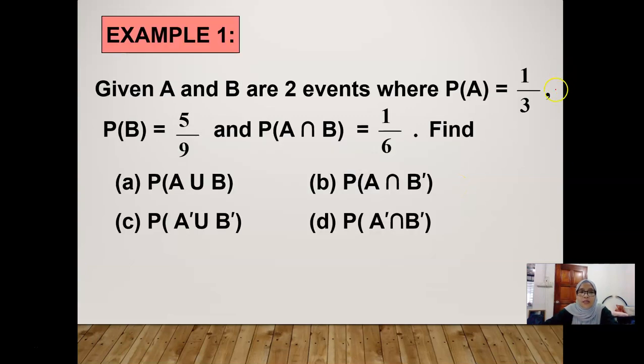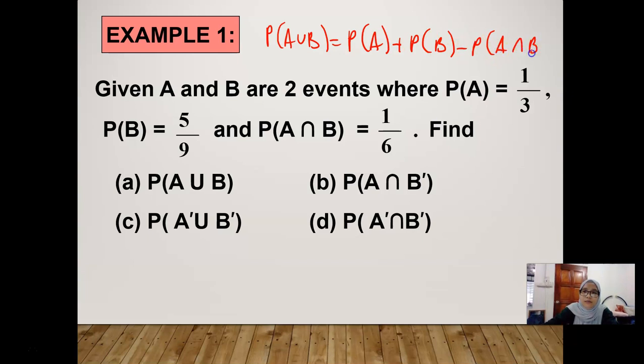Alright. Okay, this is the example. Given A and B are two events where P(A) equals to 1 over 3, P(B) is 5 over 9, and P(A intersect B) is equals to 1 over 6. Find P(A union B). Okay, always remember this formula. P(A union B) equals to P(A) plus P(B) minus P(A intersect B). Okay, you have all the information. P(A), P(B), P(A intersect B). Then you can find this value.